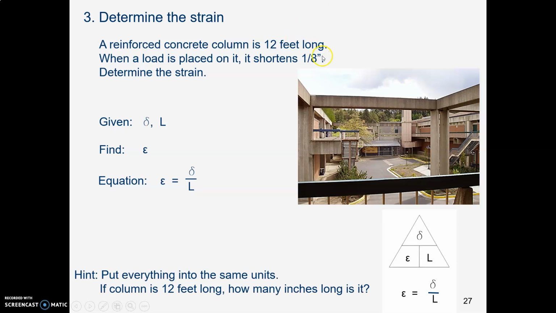Notice that the deformation is written in inches, 1/8 of an inch. The original length was written in feet. So you're going to have to get both of those numbers into the same kind of units. Well, let's think about this. If the column is 12 feet long, how many inches is it? How many inches are there in a foot? 12 inches per foot times 12 feet. Aha! You can probably figure out the inches.